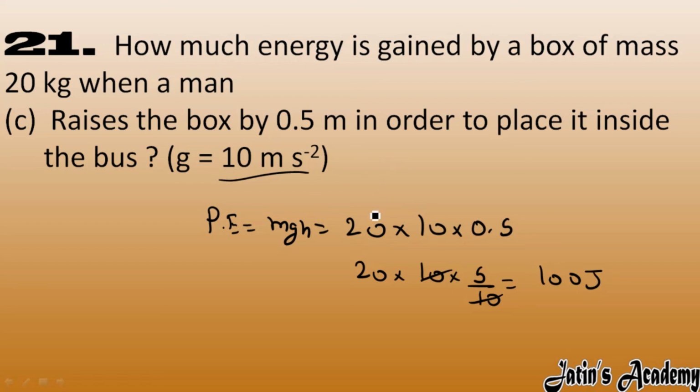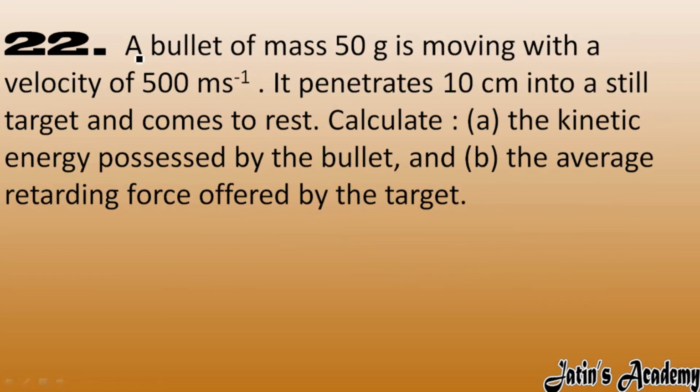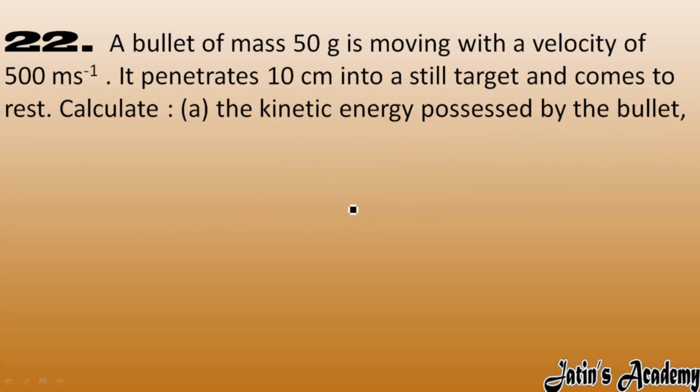Clear? Next we have a bullet of mass 50 gram moving with a velocity of 500 meter per second. It penetrates 10 centimeter into a still target and comes to rest. Calculate the kinetic energy possessed by the bullet and the average retarding force offered by the target. So here, first we have to calculate the kinetic energy and then the average retarding force offered by the target.